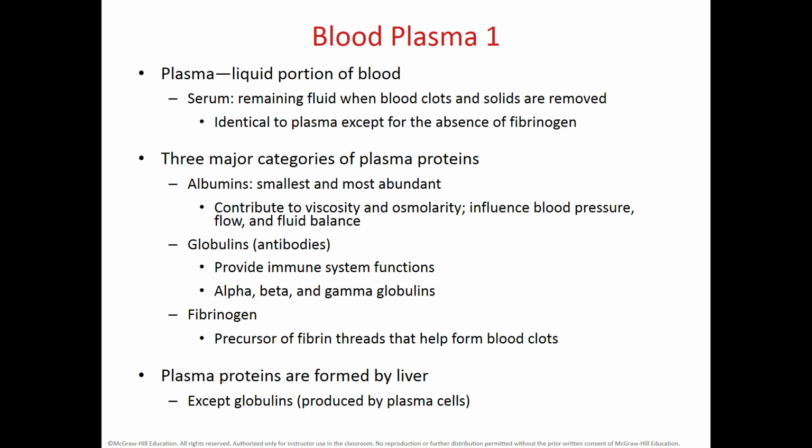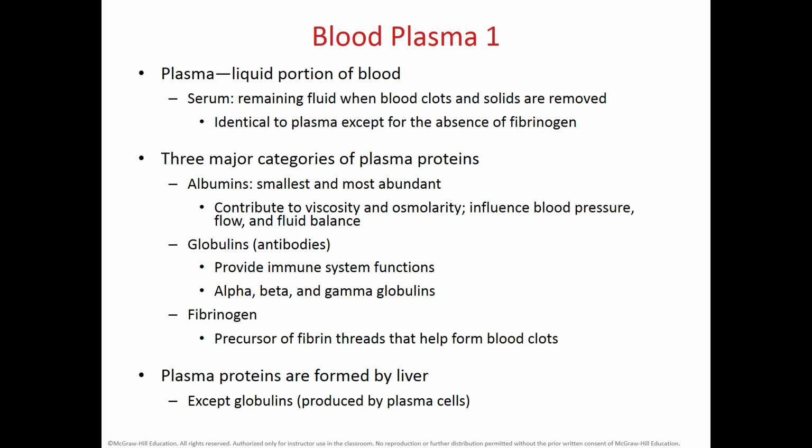Now, one of the functions of albumins, before we move into fibrinogen, is that albumins provide viscosity to the blood and osmolarity. It will influence blood pressure because it will tend to attract liquid or fluids into the blood vessels.